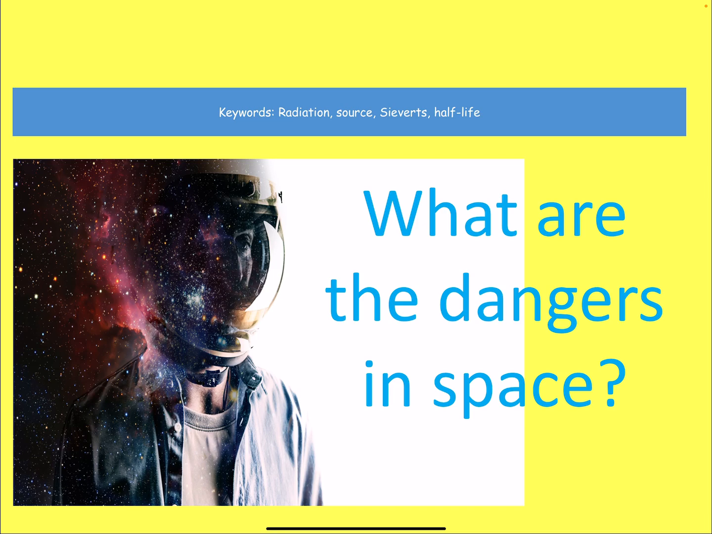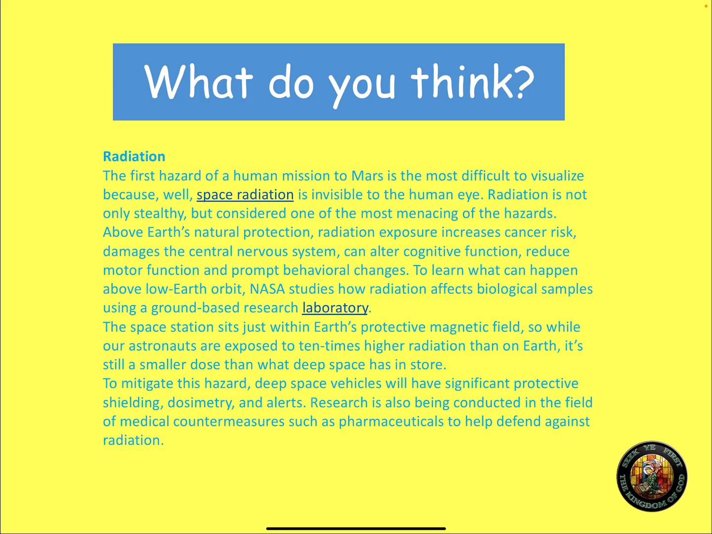Okay, well, let's have a look. The first hazard of the human mission to Mars is the most difficult to visualize because, well, space radiation is invisible. Radiation is not only stealthy, but considered one of the most menacing of hazards. Above the Earth's natural protection, radiation exposure increases cancer risk, damages the central nervous system, can alter cognitive functions, reduce motor function, and prompt behavioural changes.